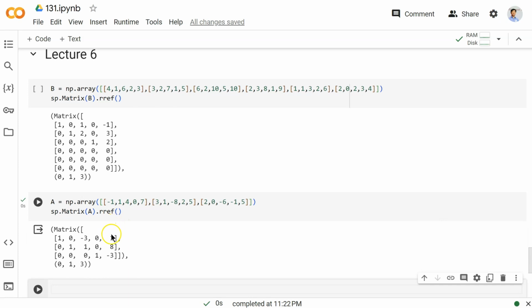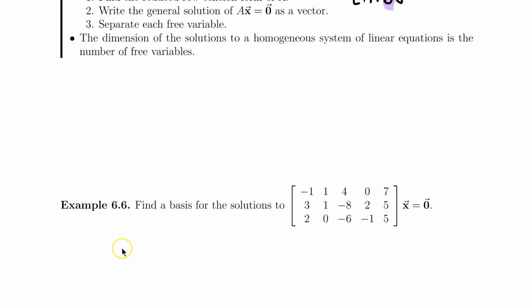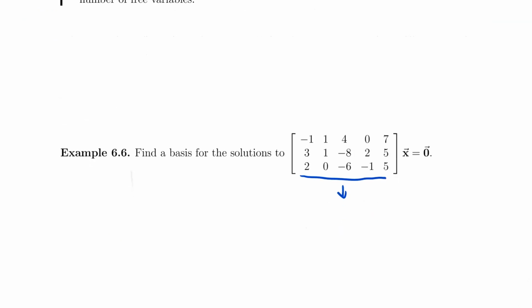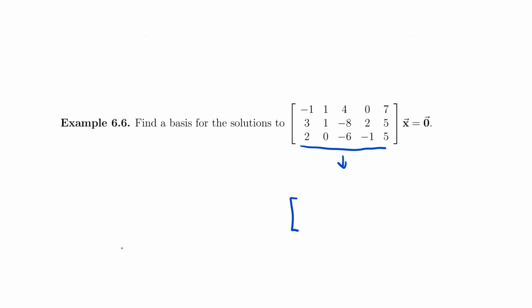Okay, so this is the reduced row echelon form for the matrix that we have earlier. Let me go ahead and write this down. So the reduced row echelon form for this is going to be, let's see, 1, 0, -3, 0, 1, and then 0, 1, 1, 0, 8, and then 0, 0, 0, 1, -3.